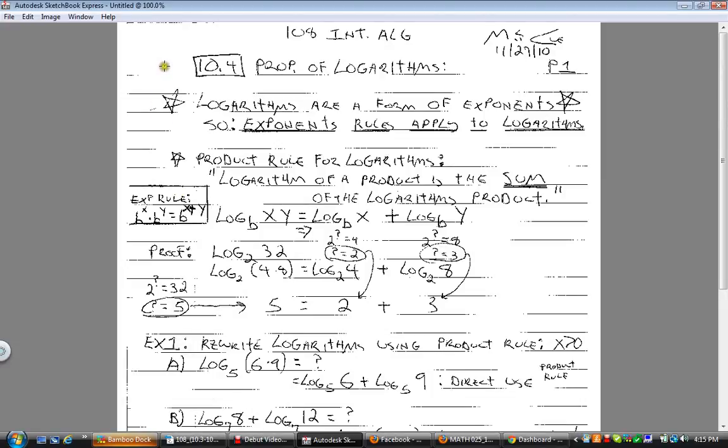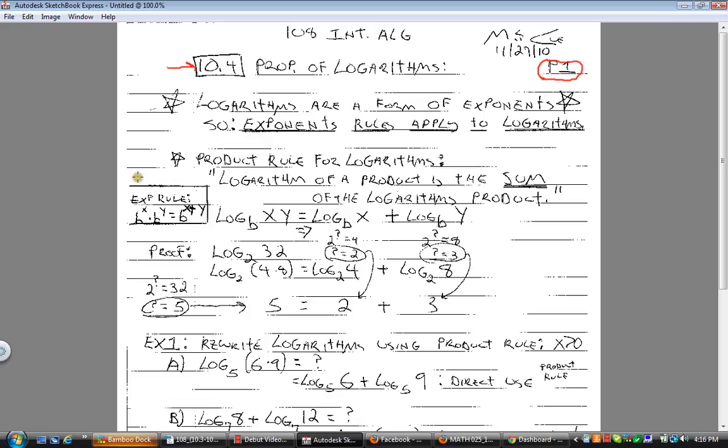Hey, we're going to start section 10.4 on properties of logarithms. We are going to take care of page 1 here, and we're going to start going over some properties that are very similar and follow properties of exponents. And my first note up here says logarithms are a form of exponents, so the exponent rules that we know apply to logarithms. And so we're going to kind of run through them here.